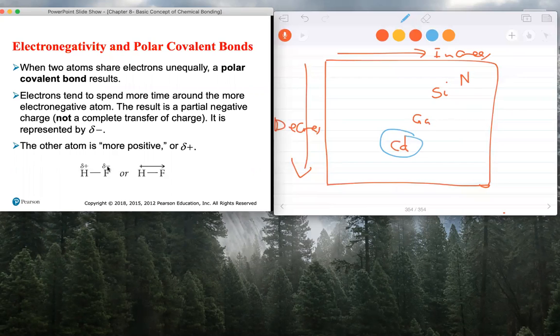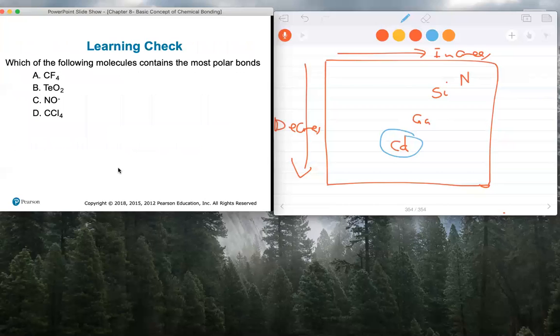I normally use what I already know to really understand this. Electrons are negatively charged, and it makes sense to use a delta negative to show that we have high electron density on a more electronegative element. So when there is unequal sharing, if you see this, then you can tell which one is more electronegative.